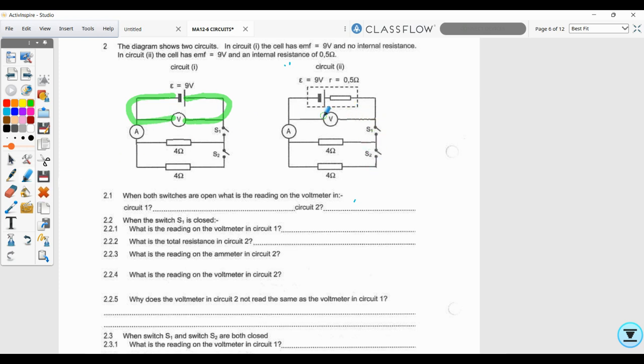These switches are also open. Is there any current flowing? No. So if there is no current flowing, what does this give you? The maximum energy that the cell can provide per coulomb of charge. That is the definition for EMF.